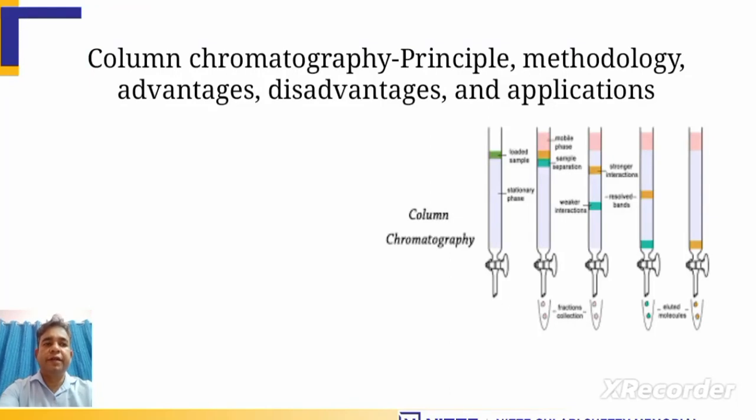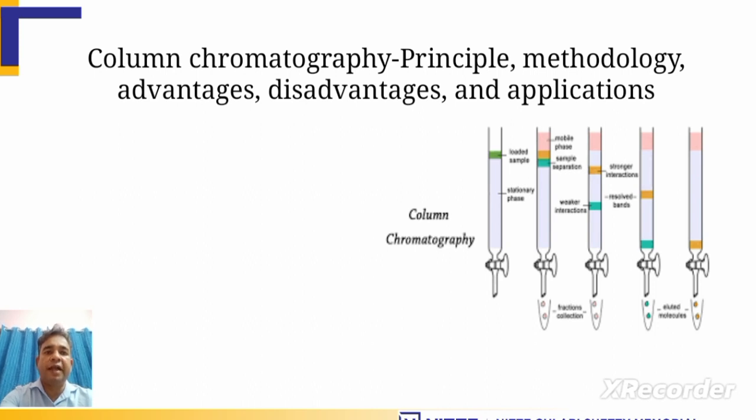Hi students, now we are going to start the individual chapters. We have classified this unit into four different chapters: column chromatography, paper chromatography, TLC, and electrophoresis. Now we are going to learn about column chromatography.